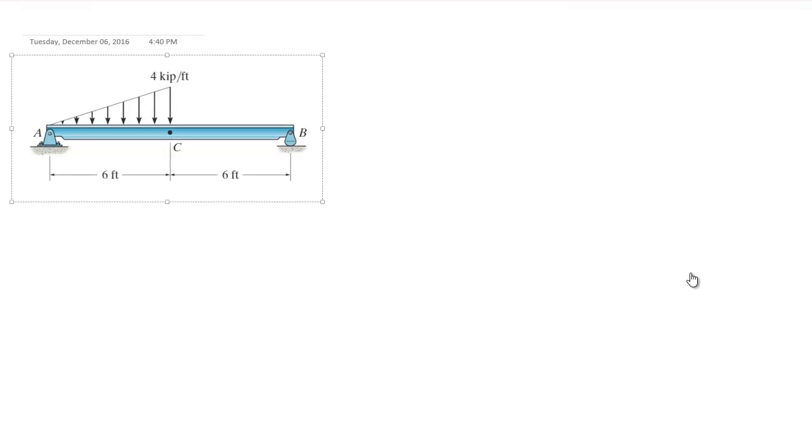So let's look at problem 7.7. In there, he wants to know the internal moment and the shear force acting at point C here. One way to do this is to cut the beam completely. First, let's try to find our load.